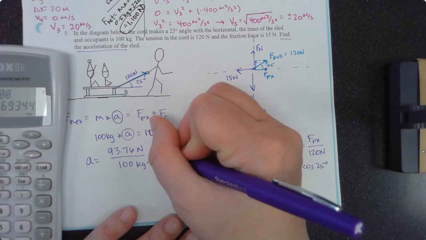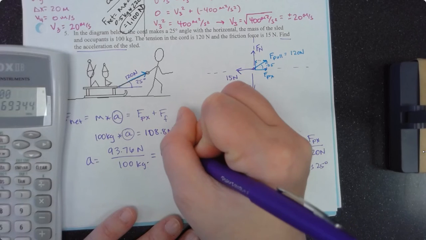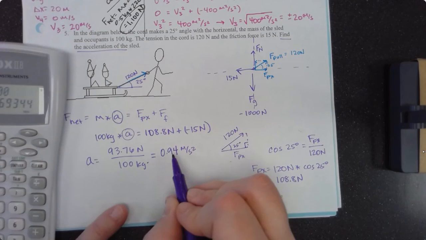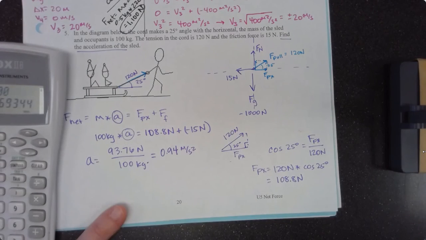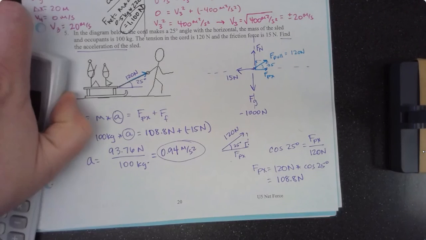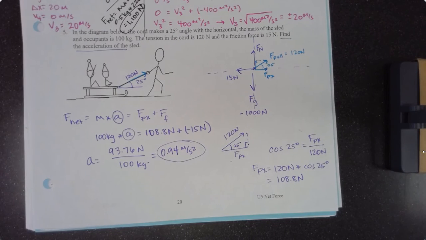So I've got 0.94 meters per second squared. So every second, he's going a meter per second faster, approximately. What questions do you guys have about number 5? That one was a lot easier than number 4 was. Lots faster.